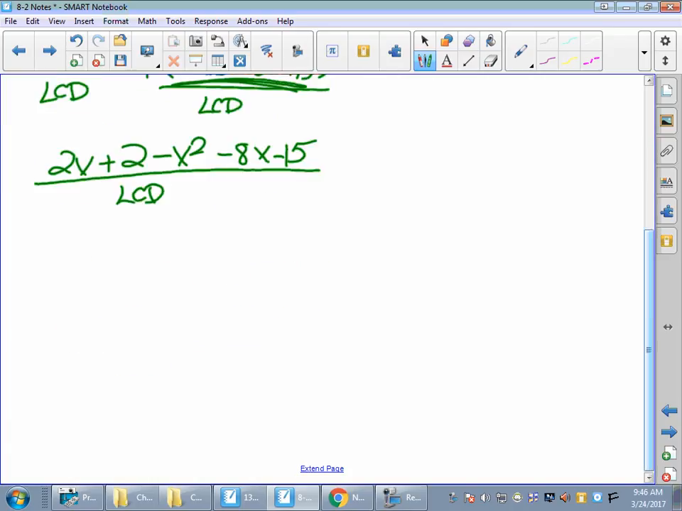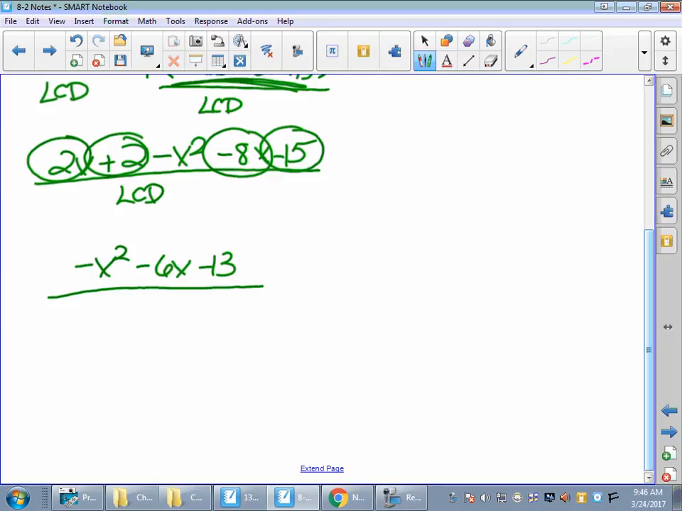My last step is to just clean up. So I'm going to put the x squared out in front. So it's a negative x squared out in front. I've got a 2x and a negative 8x makes negative 6x. And I've got a positive 2 and a negative 15 makes negative 13. And now I'm going to bring in the 2, x plus 3, x minus 3 from my denominator.